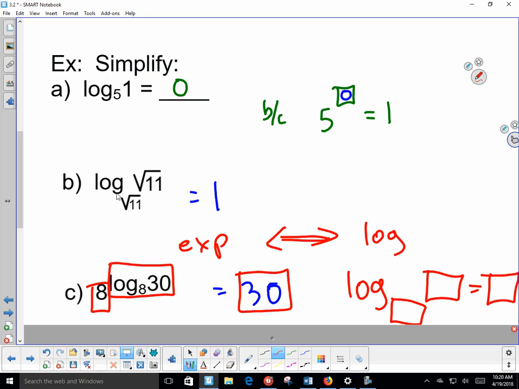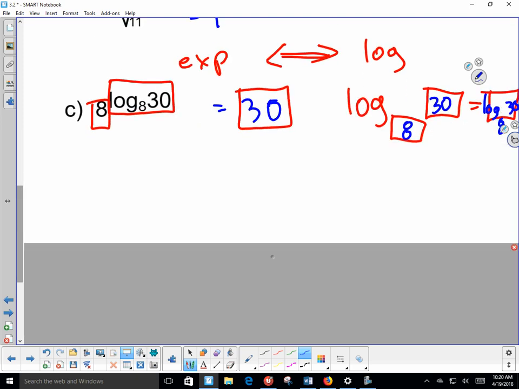This is not the star, hexagon, heart example, but it's similar, right? Log to the base 8 of 30 equals log to the base 8 of 30, right? This 8 goes right here, this 30 goes right here, and this whole thing goes here. Does that make sense? That's how we're proving this. Okay, what else do we have?